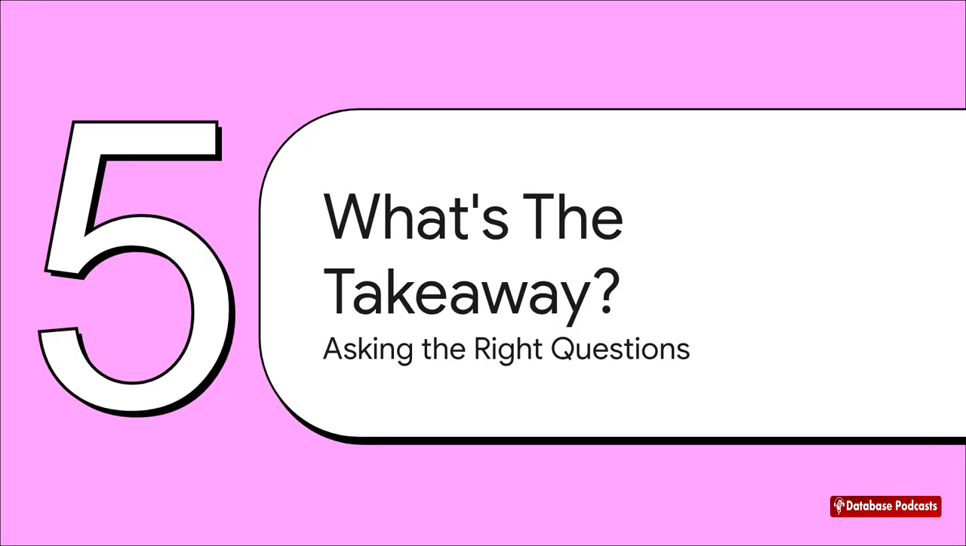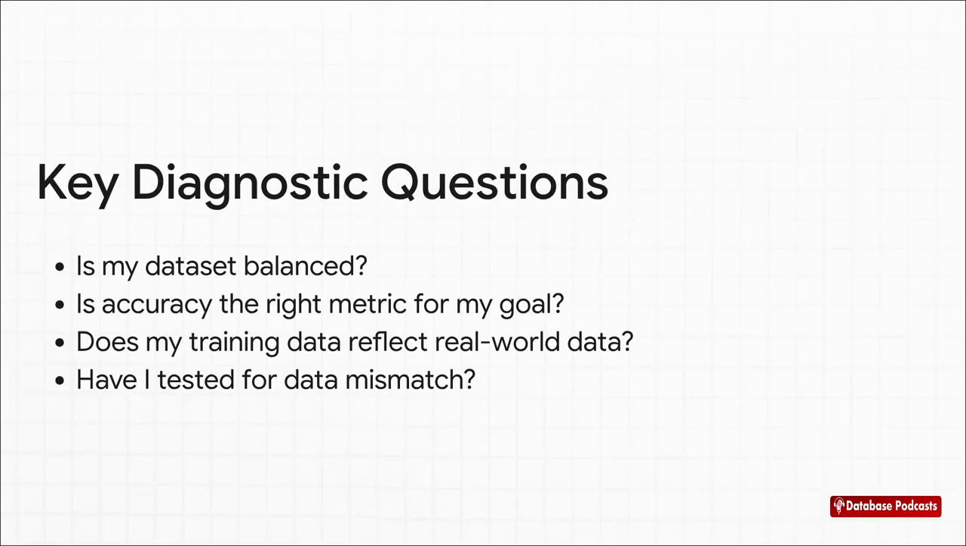So what's the big picture here? What does all this mean? The most important takeaway is that building a great model isn't just about chasing a single number on a screen. It's about being a detective, asking the right questions to really understand what your model is doing and where it's failing. These are the questions you should basically have on a checklist for every single project. Is my dataset balanced, or is my model just taking the easy way out? Is accuracy even what I care about, or should I be focused on precision and recall? Does my pristine training set actually look anything like the messy data my model will see in the wild? And finally, have I actually run a test to check for that mismatch?